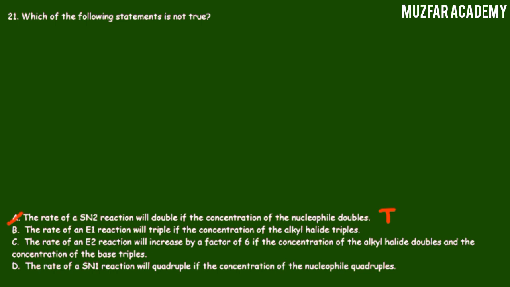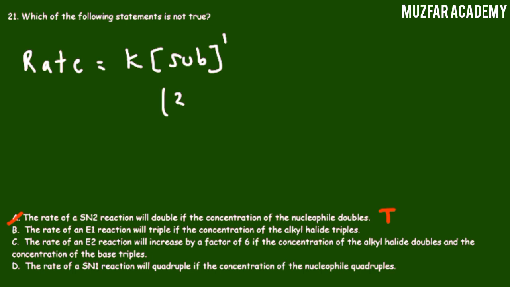Now let's look at answer choice B. The rate of an E1 reaction will triple if the concentration of the alkyl halide triples. Is that true or false? For an E1 reaction, the rate only depends on the concentration of the substrate. It doesn't depend on the concentration of the base. Now, if we triple the concentration of the substrate or the alkyl halide, the rate is going to triple. So B is the true statement. We can eliminate that answer choice.